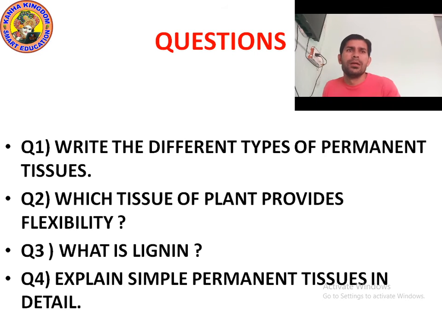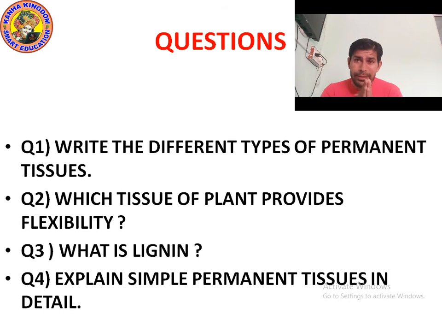Okay, next question. Question number three: what is lignin? Can you tell me, kids, what is lignin? Lignin is actually present in the cell wall. Lignin is a chemical substance, and it is present in the cell wall.